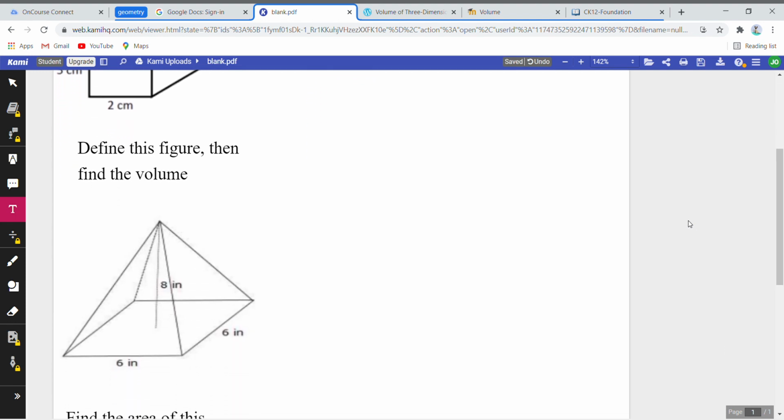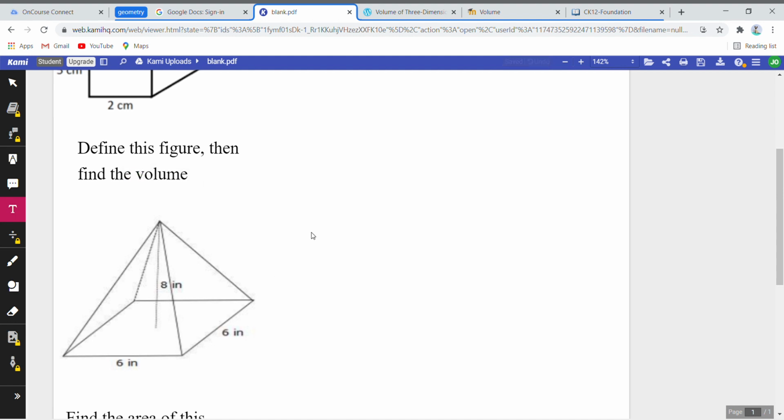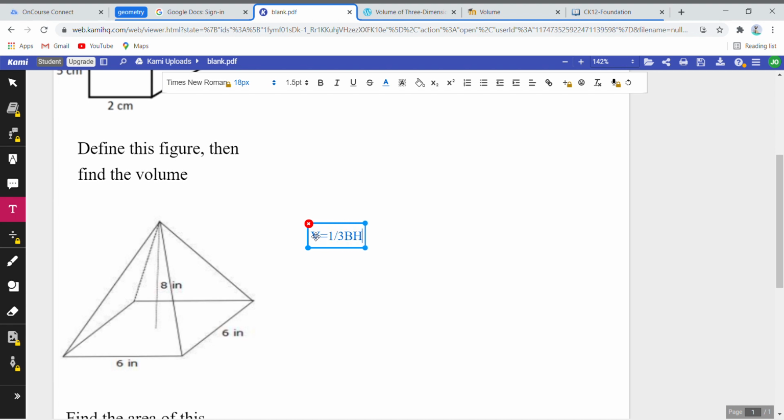Now for volume. We need to define the figure first again, which this is a square pyramid because all the sides meet up at a point, a tip, right at the top, and it's specifically a square pyramid because the base is a square. So to find the volume, the formula is 1/3 base times height. So first we'll find the base, which since it's a square, you just need to square one of the side lengths. So 6 squared is 36.